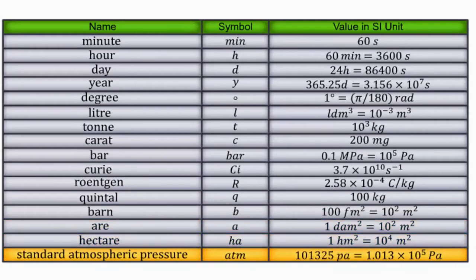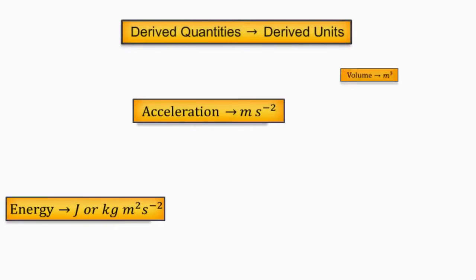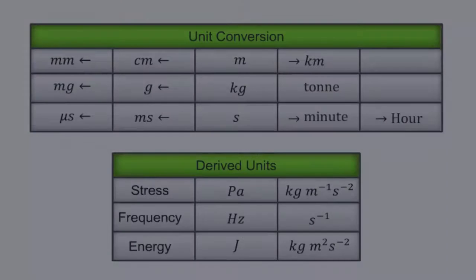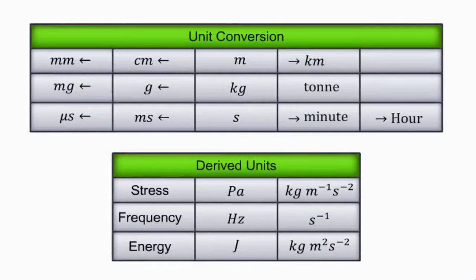For all derived quantities, their units are derived from these base SI units. As SI units use the decimal system, it is easy to convert or derive units from base units in this system.